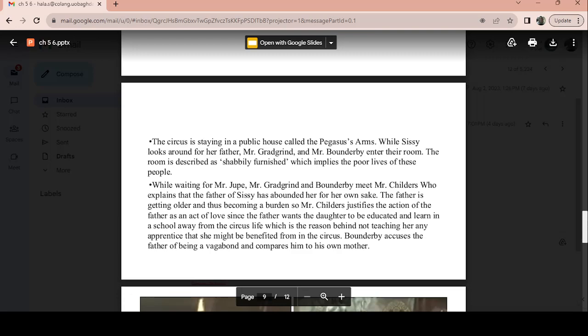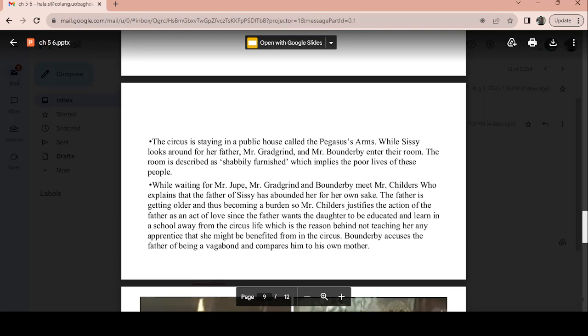So what Mr. Jupe did is that he escaped, and the people of the circus justify his escape with love, which means they understand that he left his daughter for her own sake because he thinks that he's becoming a burden for his child. He cannot provide for her anymore, and she's only taking care of his joints and muscles, and that is the justification the people of the circus gave to Mr. Gradgrind when he asked about Cecilia's father.